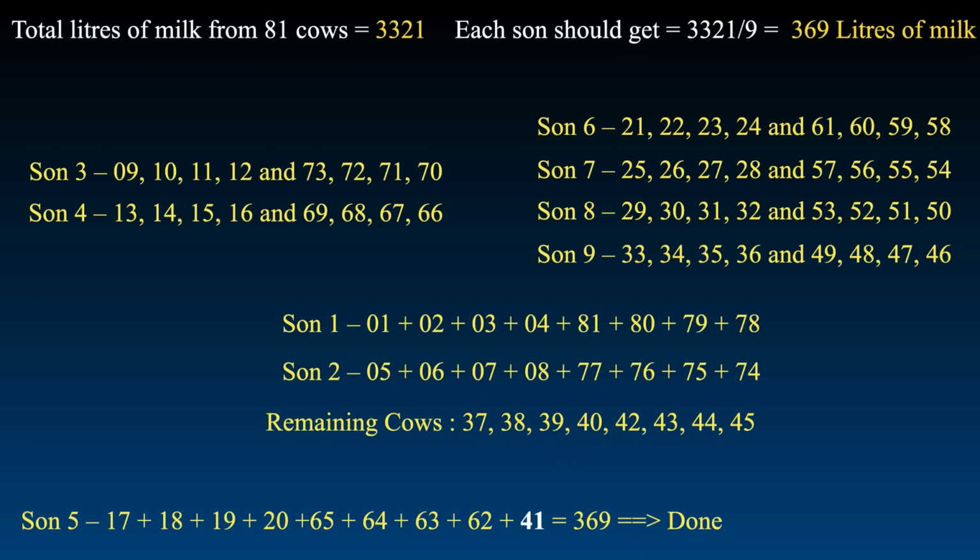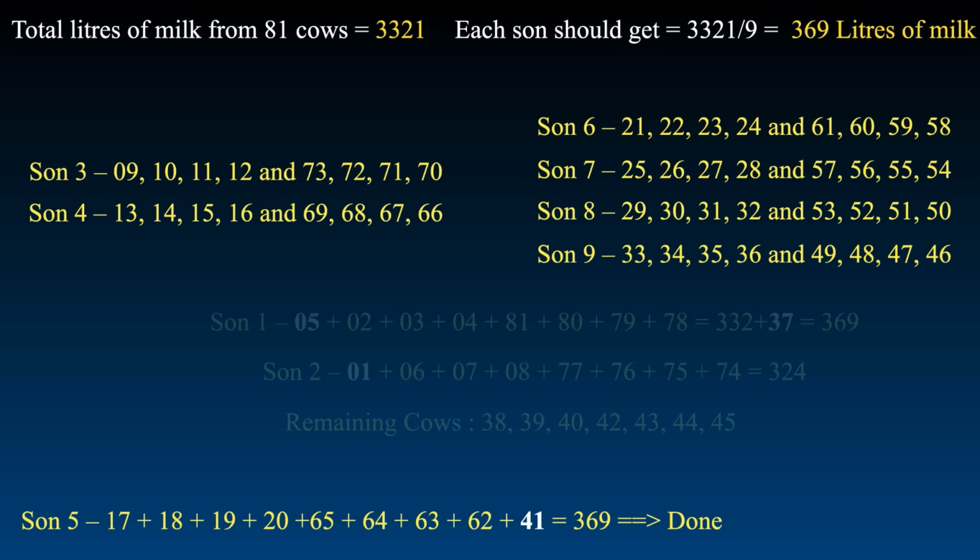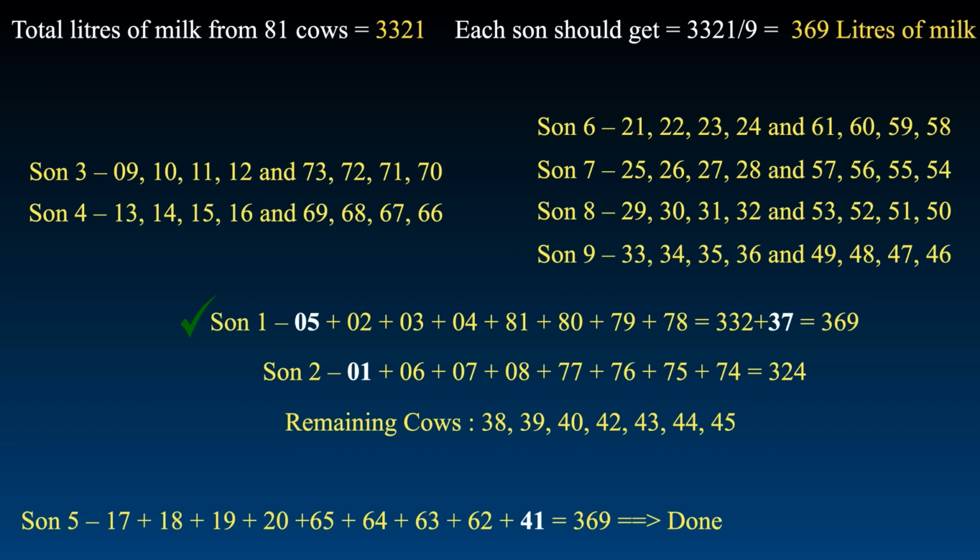Now consider the remaining sons in pairs. Son 1 and son 2 in a pair, son 3 and son 4, son 6 and son 7, son 8 and son 9. First consider son 1 and son 2. If you give 37 to son 1, then he is 4 short. So swap a pair of cows between the 2 sons that has a difference of 4. Basically it is only 1 cow, so they swap their first cows. The difference in the first cows will yield 4.